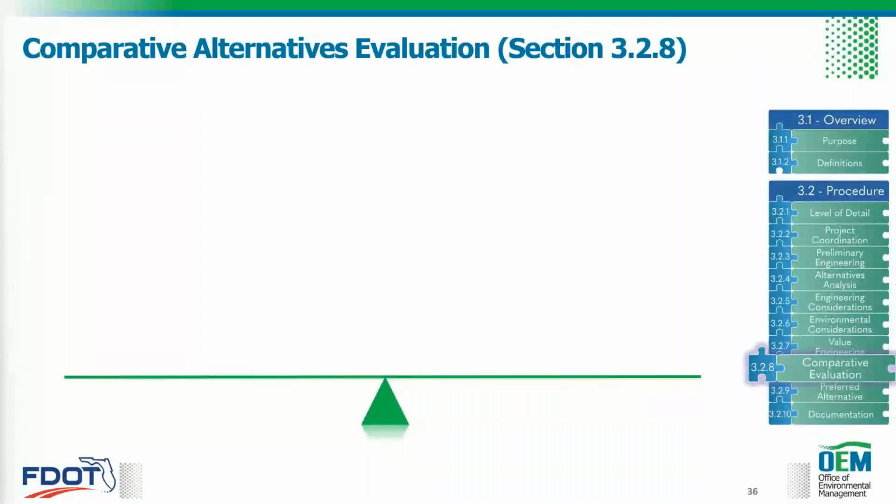All right, thank you. So moving into section 328, which is your comparative alternatives evaluation, the alternatives analysis requires a comparative evaluation to objectively assess the project alternatives, including the no action, remember that one, and it continues through at the same level of detail in a matrix format. The objective of an alternatives evaluation matrix is to compare the performance of each viable alternative in meeting the evaluation criteria and to quantify the impacts to the natural, social, cultural, and physical environment.